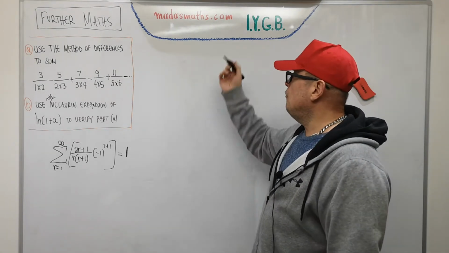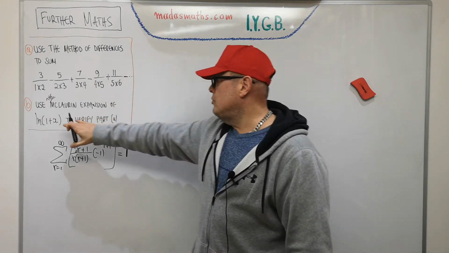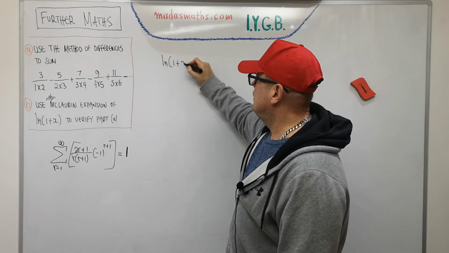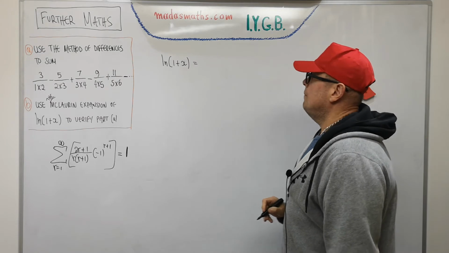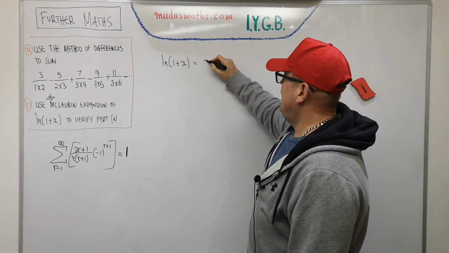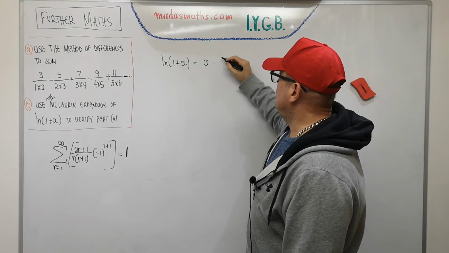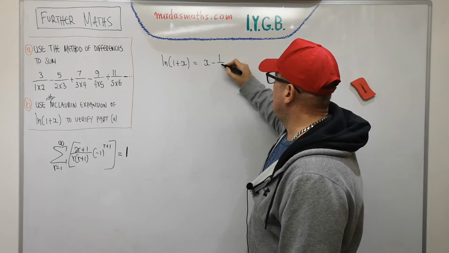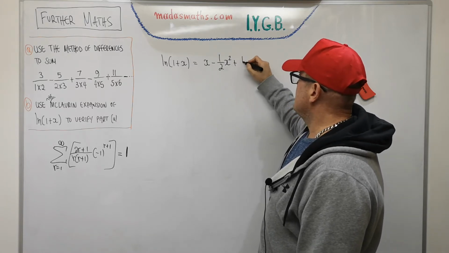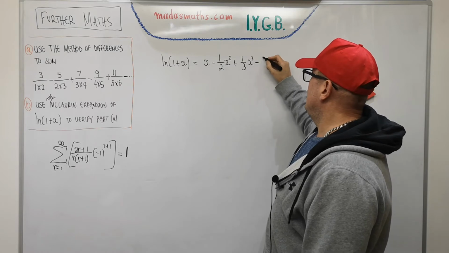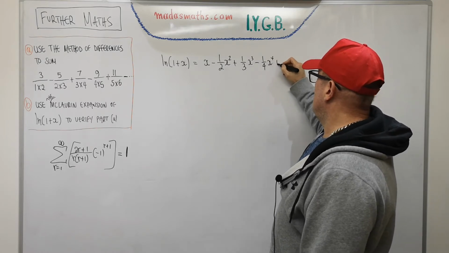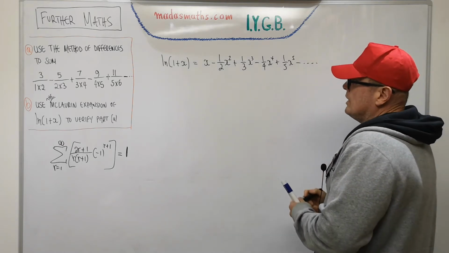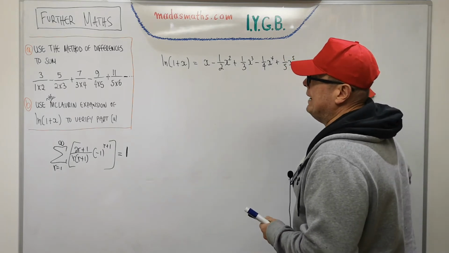How does that help us? First of all, it doesn't say we have to derive this particular expansion. The log of 1 plus x is in the formula booklets, and it is actually x minus 1/2 x squared plus 1/3 x cubed minus 1/4 x to the 4 plus 1/5 x to the 5 minus dot dot dot. So this is the Maclaurin expansion of the log of 1 plus x.